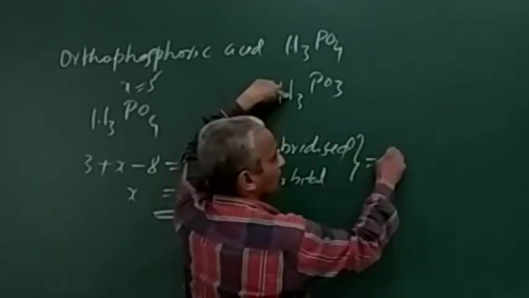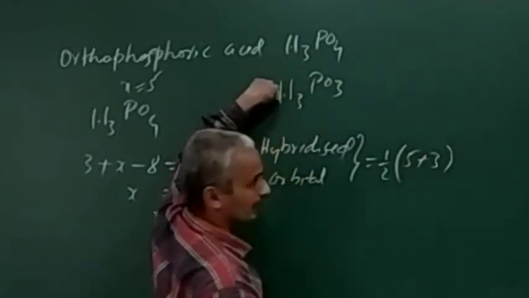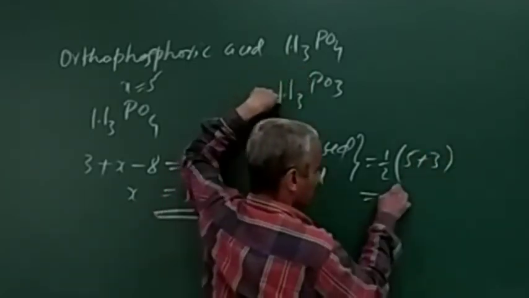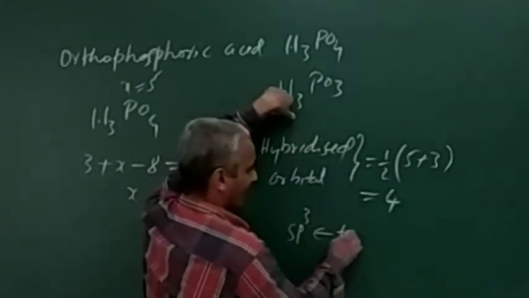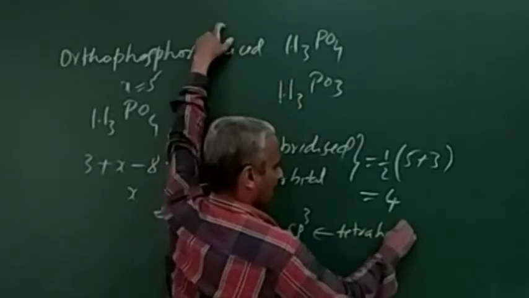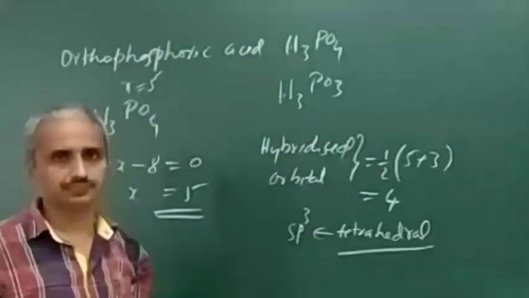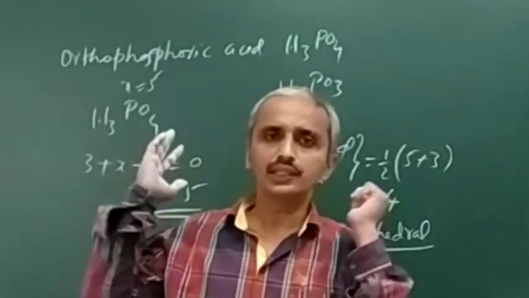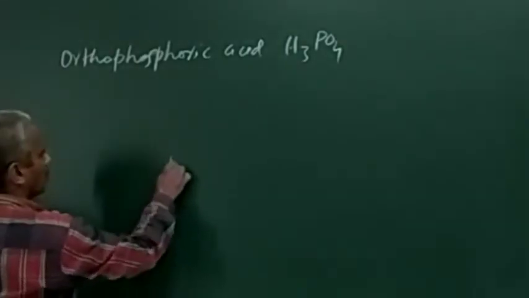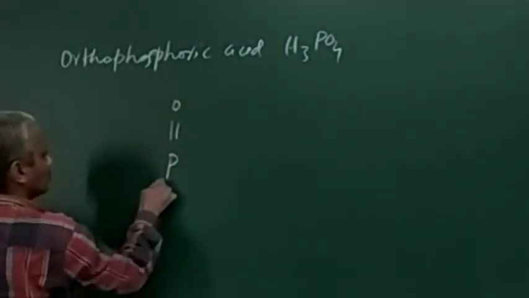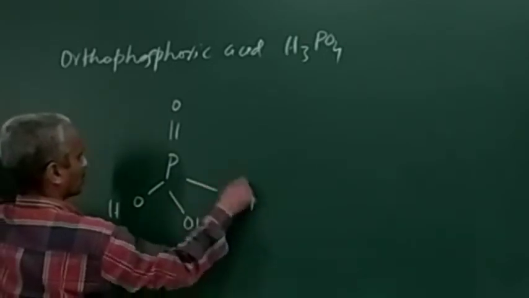How much? Half into 5 plus 3 monovalent hydrogen atoms. So it is 4. Again sp3, tetrahedral shape. So all the 3 oxy acids are of tetrahedral geometry as well as tetrahedral shape. Phosphorus O, OH, OH, OH.